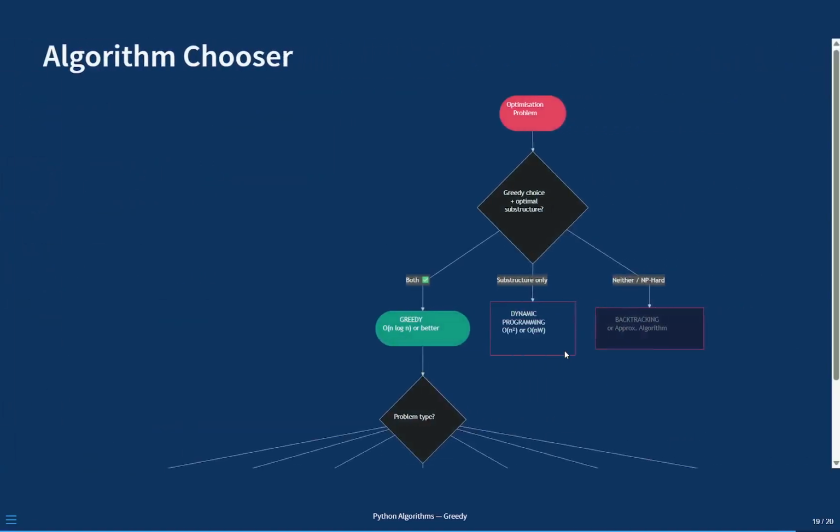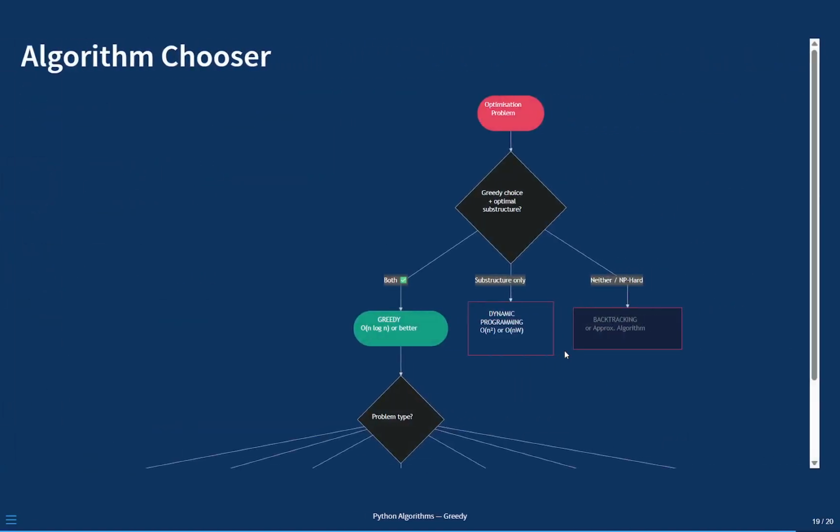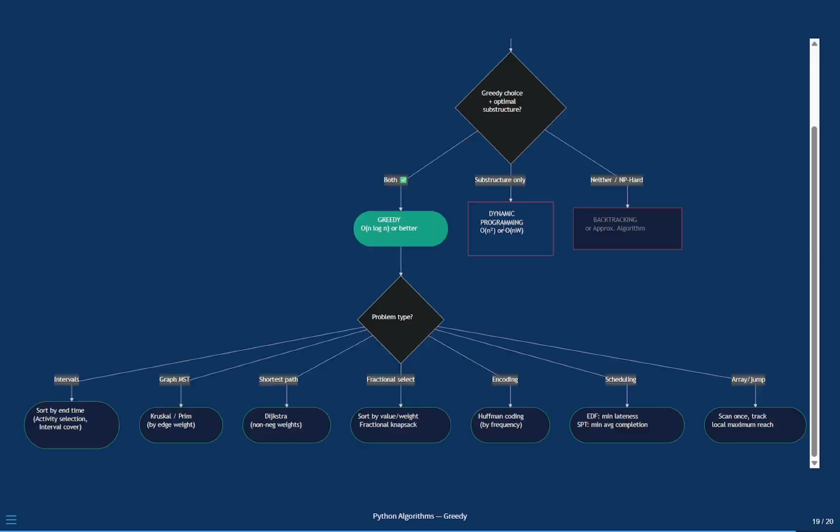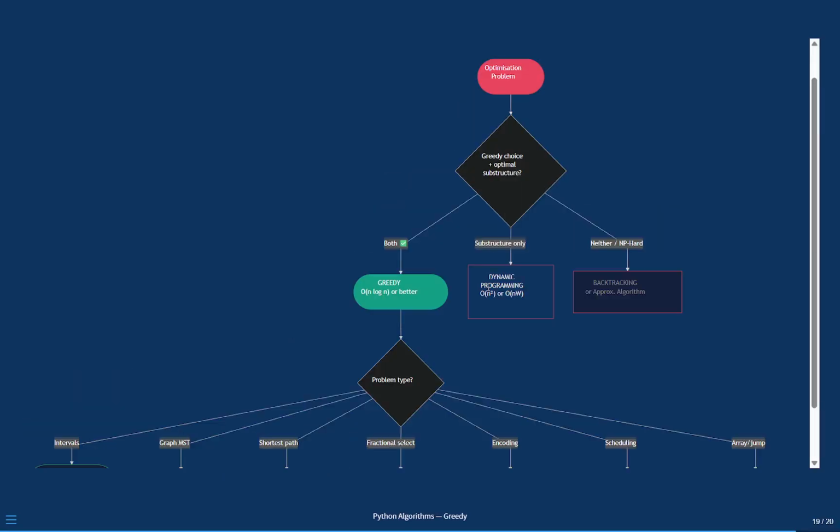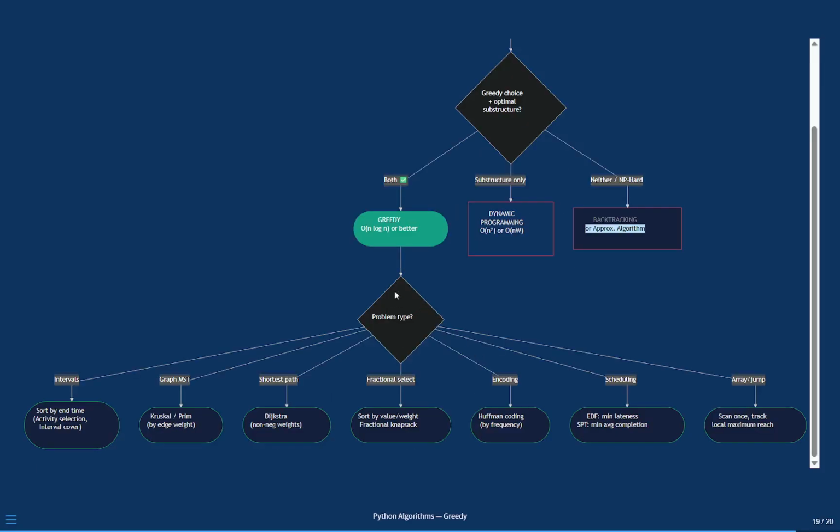The decision tree maps any optimization problem to the right algorithmic paradigm. Start at the root. Does the problem have the greedy choice property and optimal substructure? If both hold, use greedy, O(n log n) or better, simple to implement. If only optimal substructure holds, use dynamic programming. If neither, backtracking or an approximation algorithm. Once you're in the greedy branch, the problem type determines the specific algorithm.